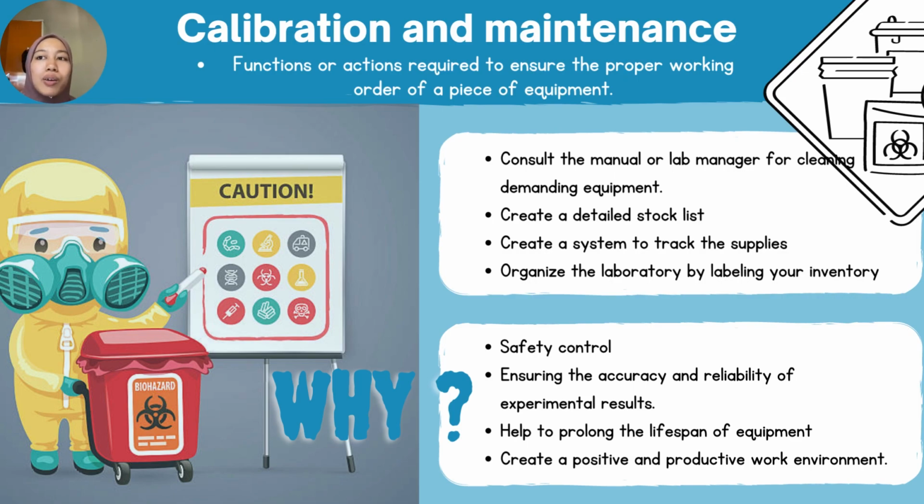So, I will talk about calibration and maintenance of the equipment in the laboratory. Okay, first, what is calibration and maintenance of the equipment? It is a function or action required to ensure the proper working order of a piece of equipment in the laboratory. Lab inventory management and maintenance is essential to ensure that the laboratory runs smoothly. By properly managing your lab supply, you can stock the right amount of inventory so that we have what we need for everyday operation.